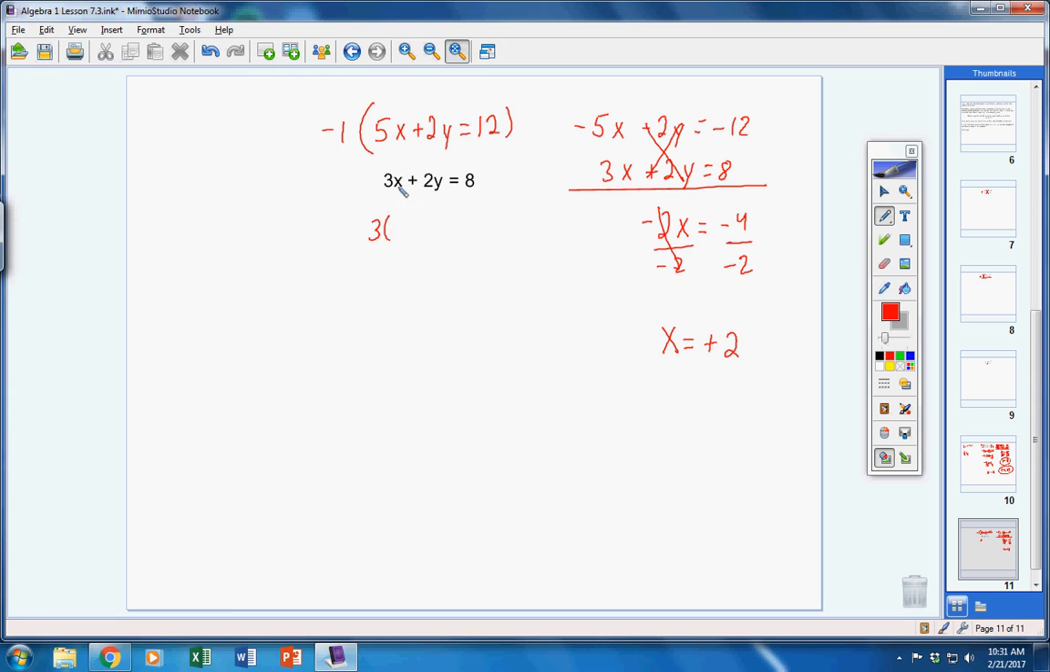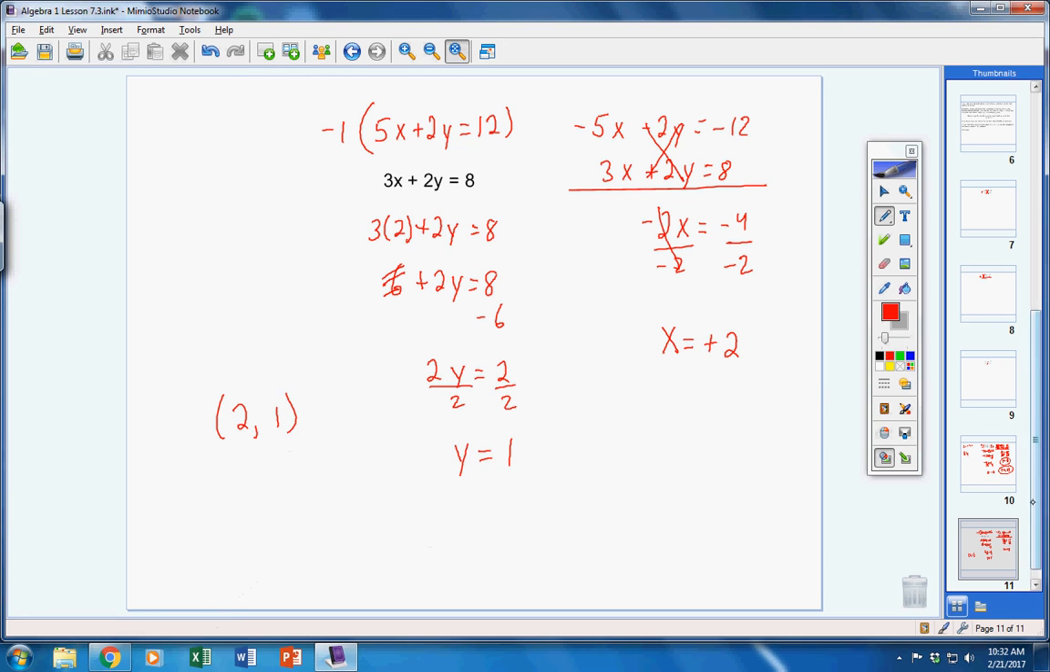So 3x, x is 2, positive 2y equals 8. 3 times 2 is 6. 6 plus 2y equals 8. Bring your 6 over and make it a negative 6. 2y equals 2. Divide both sides by 2 and y equals 1. So your answer is 2, comma 1. Alright? And that's it, guys.